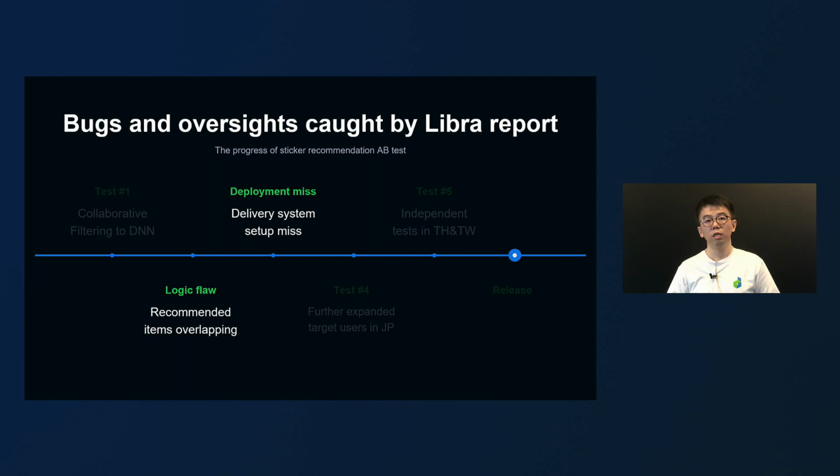The second one was that there was a configuration error in delivering test stickers that is integrated with the service-side system. So the sticker data of the comparison group was not delivered correctly. I noticed this in the real-time metrics of the Libra report 1 hour after the test was started and immediately stopped the test.